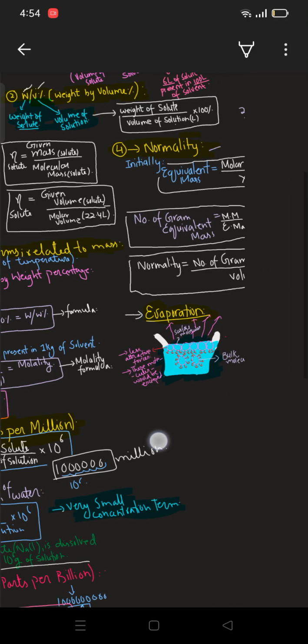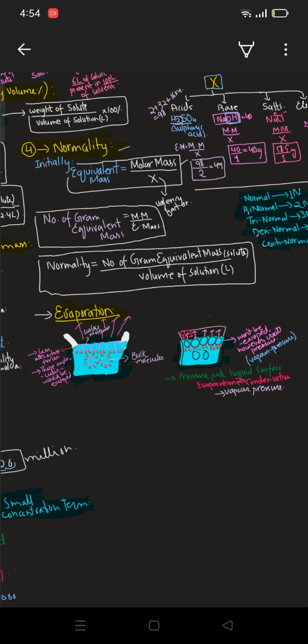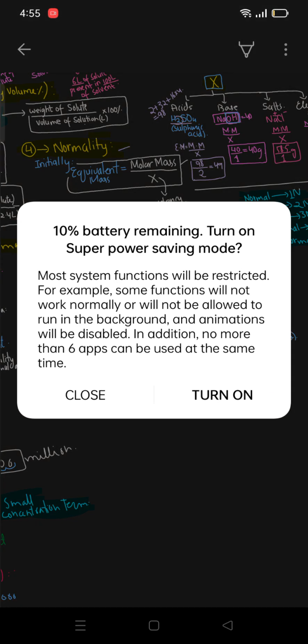Okay, so as in the last video, we discussed evaporation, right? Initially, we discussed what evaporation is. Evaporation takes place in an open container, since molecules of the water can escape from the open container. But when we talk about a closed container, molecules cannot escape from the container, so they create a pressure just above the liquid surface, right?